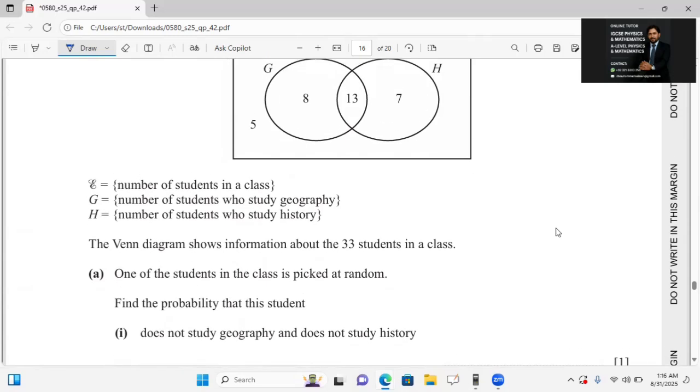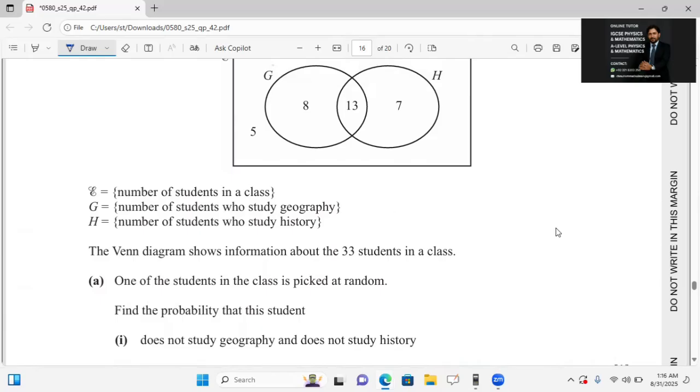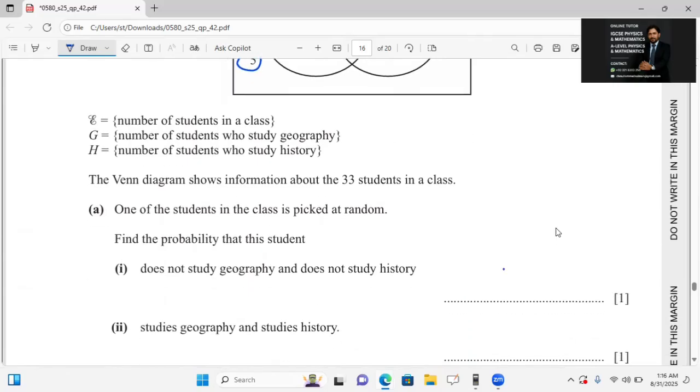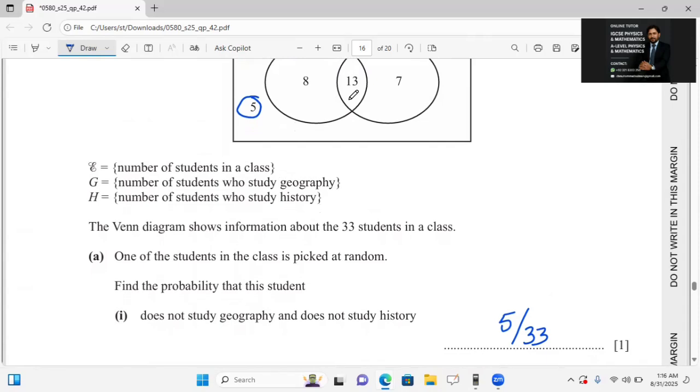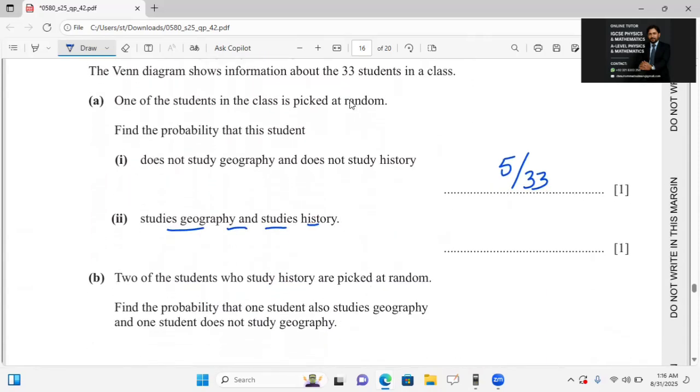Okay, does not study means no history, no geography. That will be 5 divided by 33 for the probability. 5 are those who don't study anything, so it will be 5 divided by 33. Then he is saying studies geography, studies history, both, the common part. Here in the common part that is 13, so I will take 13 over 33.